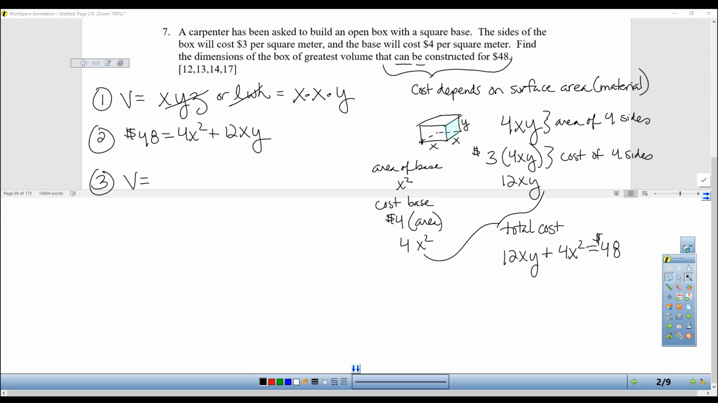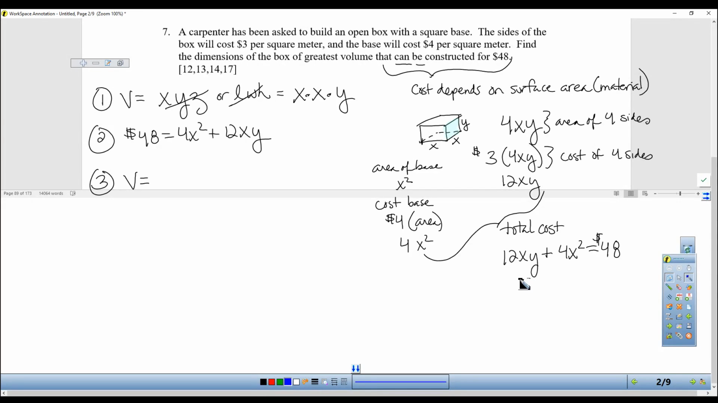So now the question is, how do we use this constraint to reduce this volume equation to just have one variable? So we're going to use the substitution method. How can you rewrite equation 2 to get one variable alone? You only have one choice. You really can't get x all by itself because it's squared. So I'm going to get this y all by itself.